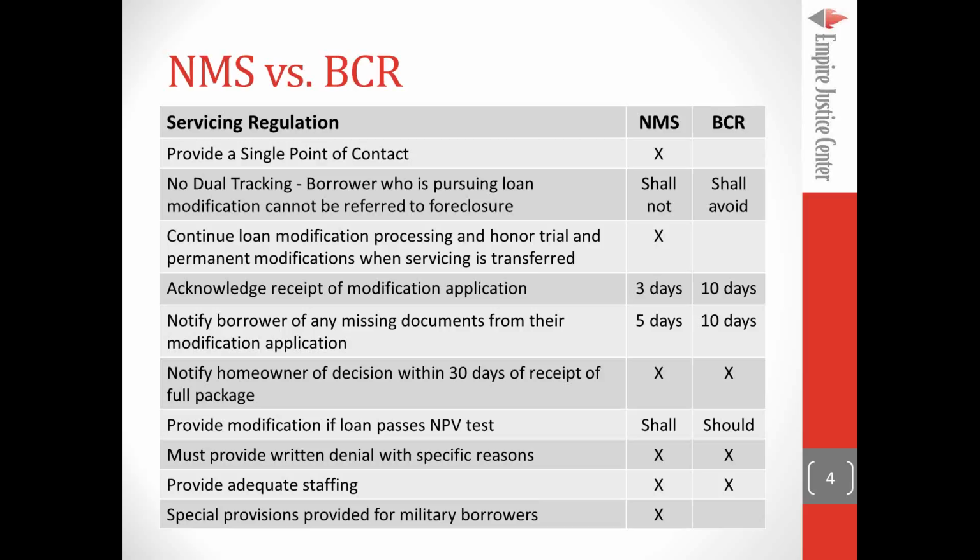Number 9, the next on our top 10 list is adequate staffing. Under the NMS, a servicer shall maintain adequate staffing and have caseload limits. Under the BCR, the servicer must have adequate staffing to ensure that borrowers are not required to submit multiple copies of required documents during consideration for a loss mitigation option.